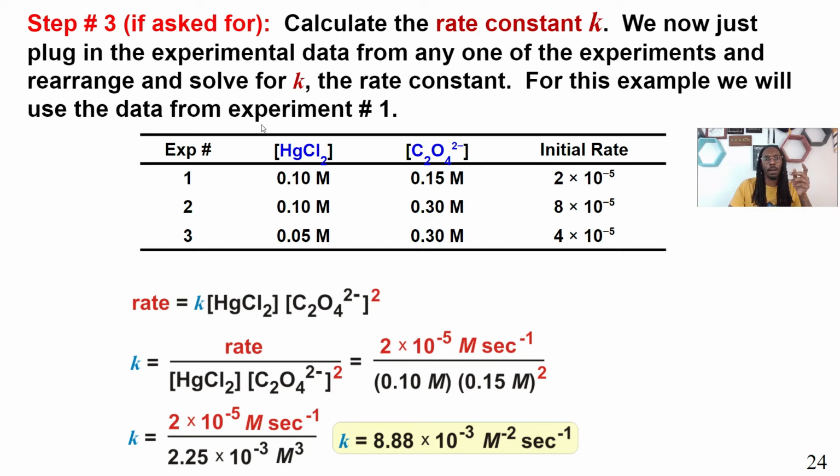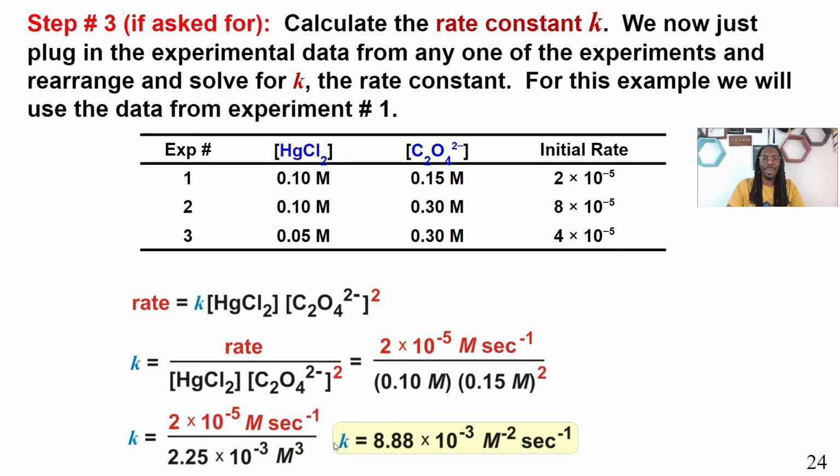Since I'm using my data from experiment 1, literally all I have to do is plug in. My rate for experiment 1 is 2 times 10 to the negative 5. My concentration is 0.1, and then the other concentration is 0.15, but remember it's raised to 2. We do our math and multiply. We get our 2 times 10 to the negative 5 still, and then we get 2.25 times 10 to the negative 3. Notice the units are M cubed now. Now we just have to divide: 2 times 10 to the negative 5 divided by 2.25 times 10 to the negative 3.